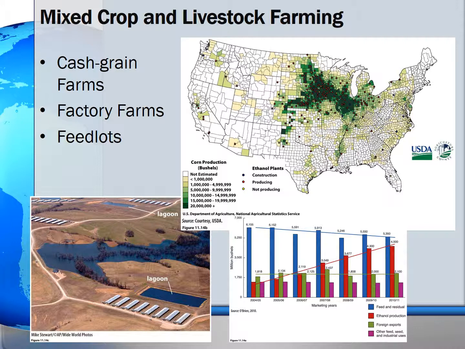CAFOs are also called factory farms, which is a farm that houses huge quantities of livestock or poultry in buildings, dry lot dairies, or feedlots. Feedlots are confined spaces used for the controlled feeding of animals.